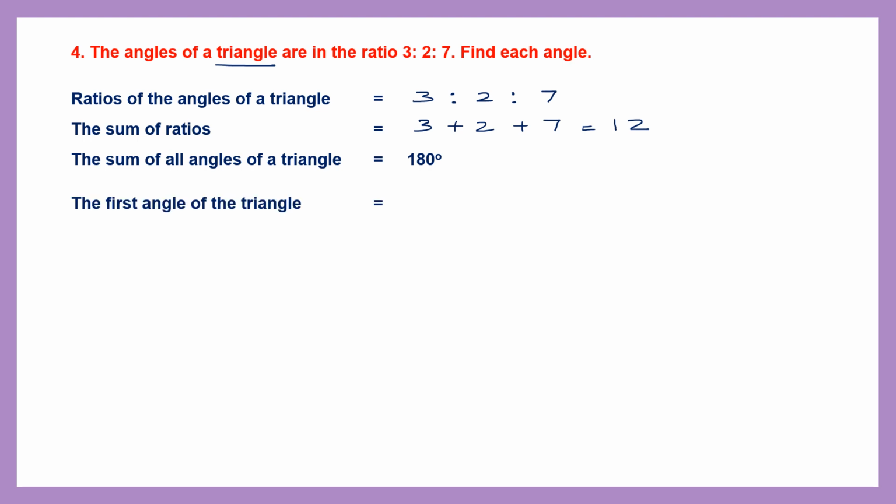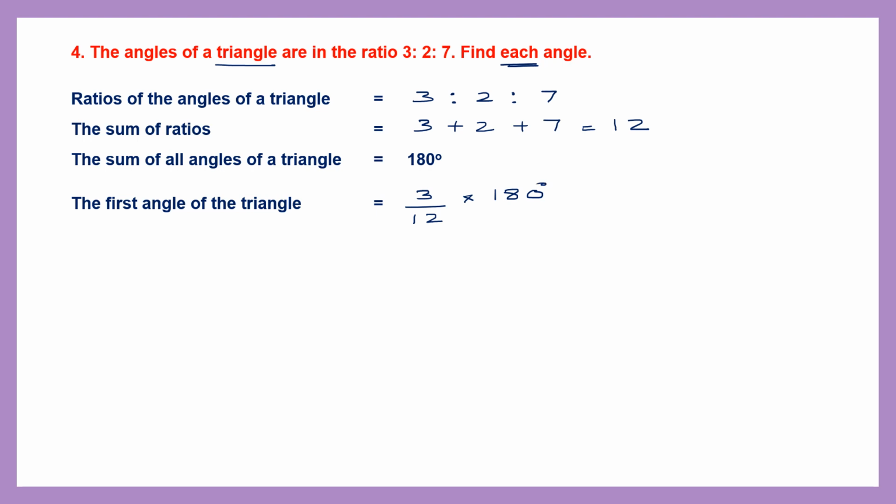Now we have to find the first angle. We've been asked to find each angle. The first number will be for the first angle, the second number for the second angle, the third one for the third angle. So let's start with the first one. The number 3 divided by the sum of the ratios, which is 12, and multiply it by the sum of all angles of a triangle, 180 degrees.